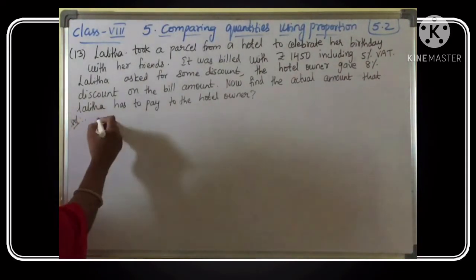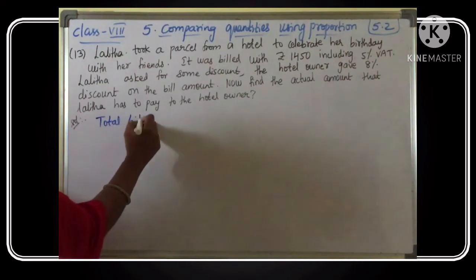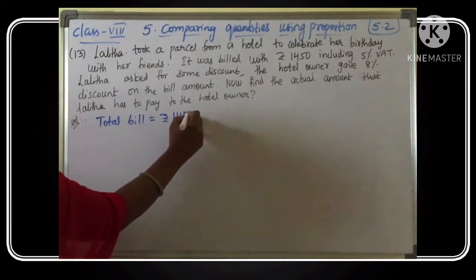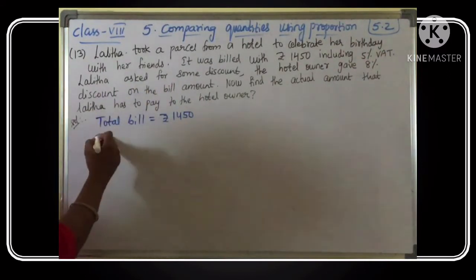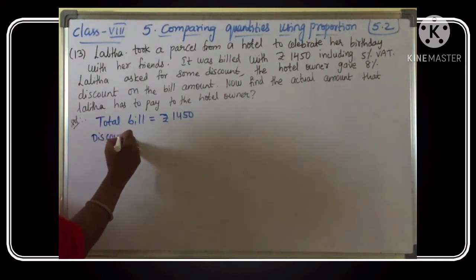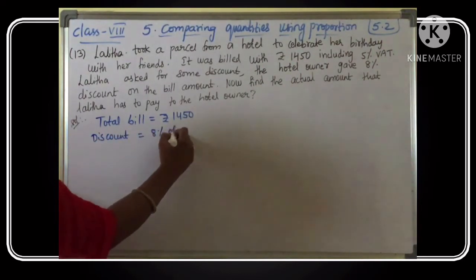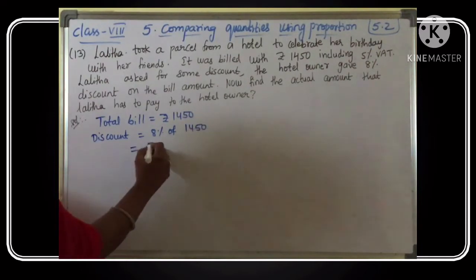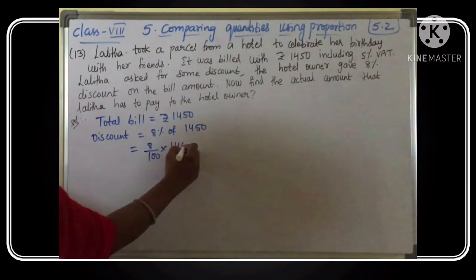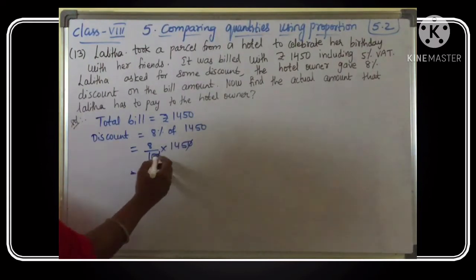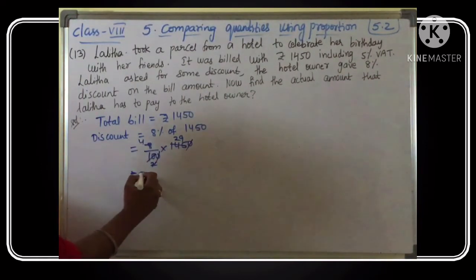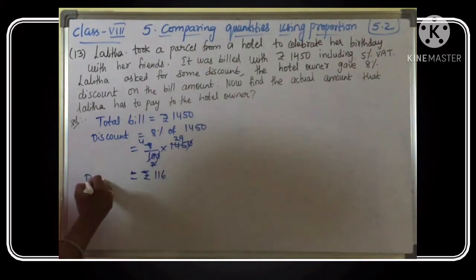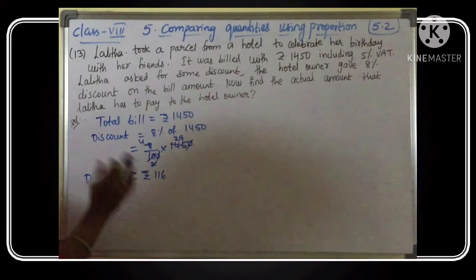Right? Here the total bill including VAT is rupees 1450. On this the owner gave 8% discount. So we'll find what 8% discount means in rupees. That is 8% of 1450, which is 8 by 100 into 1450. Here 5 2s are 10, 9s are 4s are. So 4 into 29 will give rupees 116. So the owner gave 116 rupees discount.